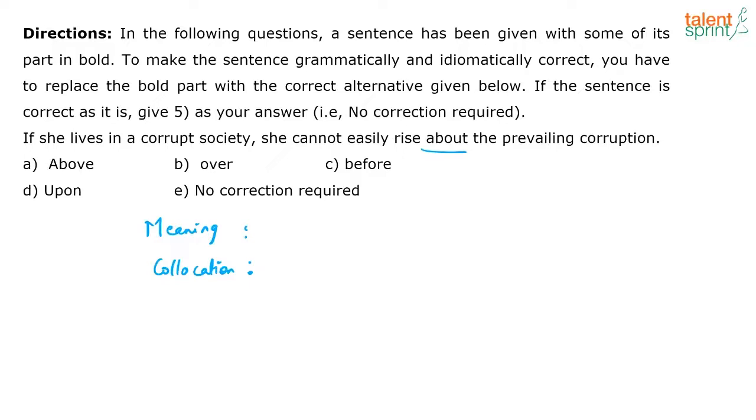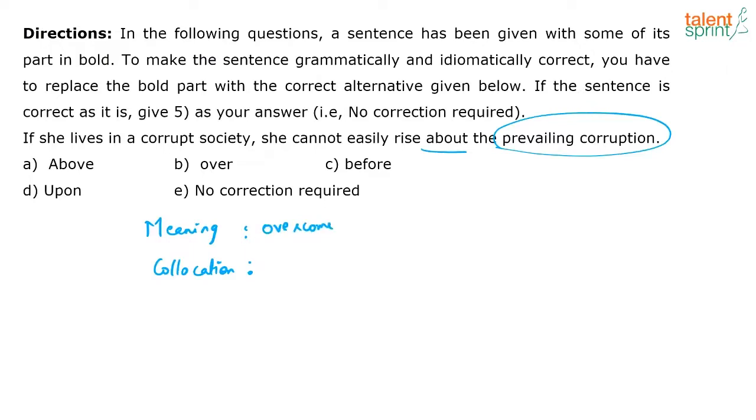I need the meaning. Most of you are coming back and saying "rise." Some of you are saying "over." One or two of you said "over," "rise above," okay. So what is the difference between "rise above" and "rise over"? What meaning do I need here? If you get the meaning, you will get the answer correctly, whether it is A or B or C or D. Here, the meaning that the context is saying is that she has to overcome this prevailing corruption, right? If she lives in a corrupt society, she cannot easily overcome. That's the meaning that I need.